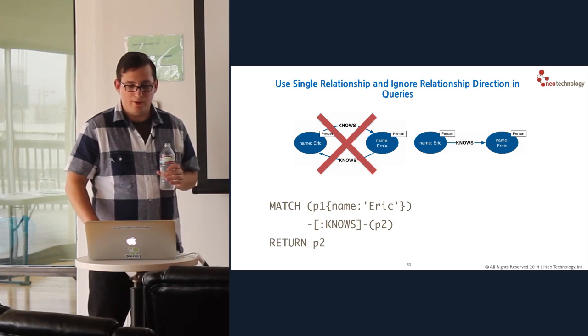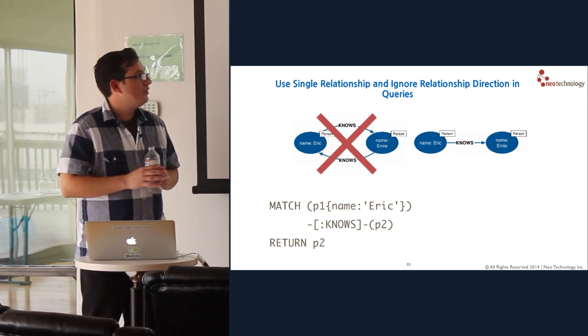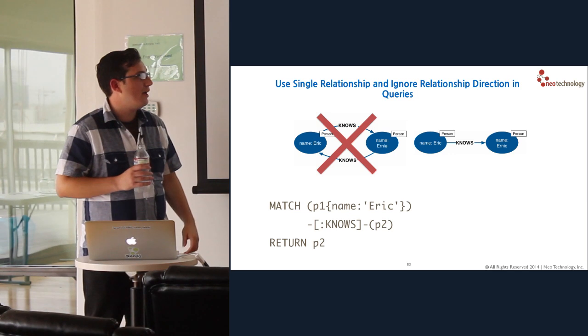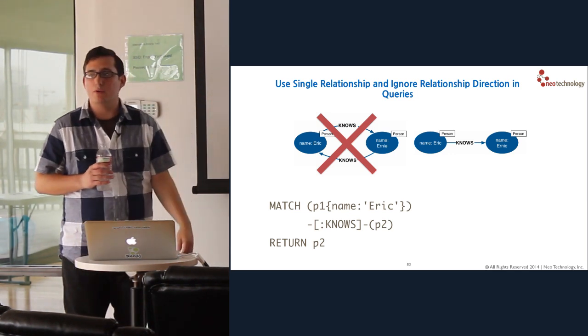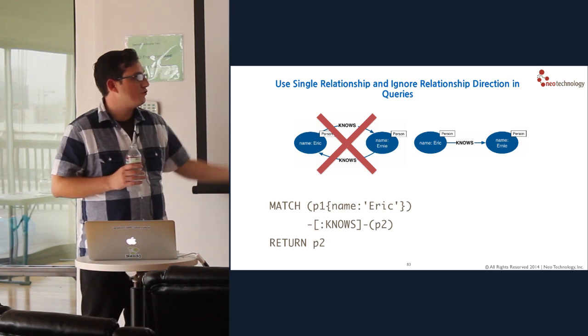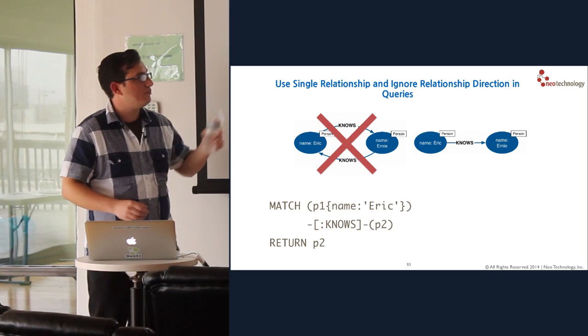Well, you would use a query that ignores the relationship direction. We ask you not to model both directions, that's redundant and unnecessary. Instead, just use one or the other. It doesn't matter which. And then when you're querying for your node's relationship, don't specify a direction. We allow you to do that, which will get either or.